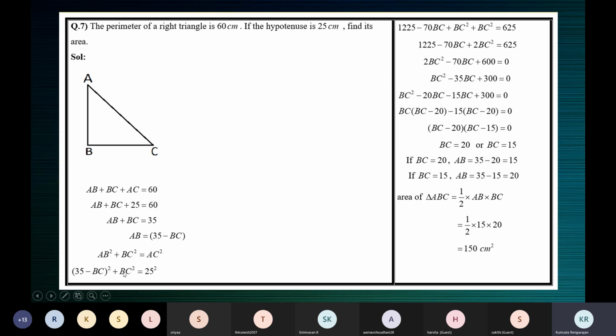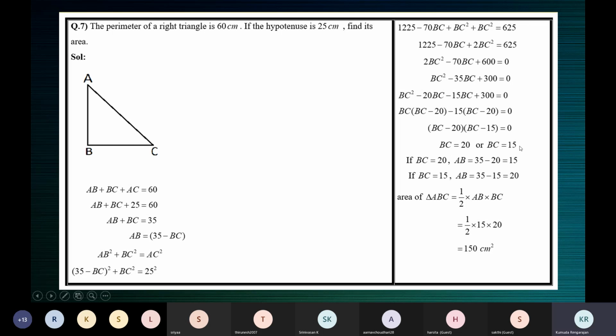You can use x, children; I have just taken BC as it is, which means AB is 35 minus BC. AB square, which is 35 minus BC the whole square, plus BC square is equal to AC square, which is 25 square. So now see, this equation has only one unknown, which is BC, like x. So solve the equation and find the value of BC.